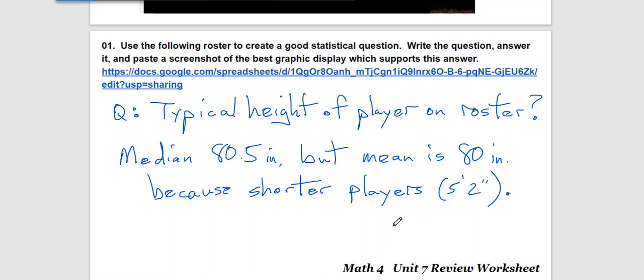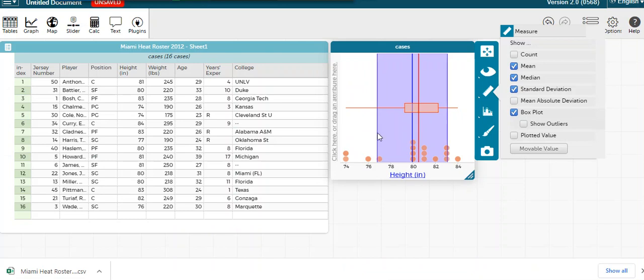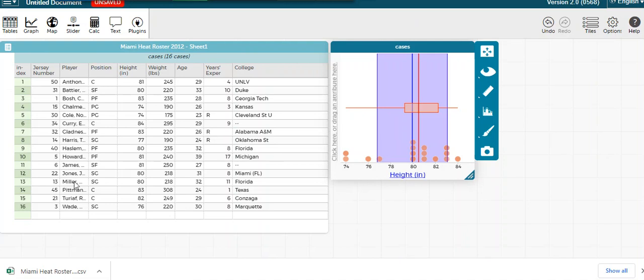So the only thing that's left here is to clip and paste, perhaps this graph right here. You could feasibly clip and paste the whole thing just to show that this is where the data came from, and then this is what it looks like in our graphic display. That's probably the better response.